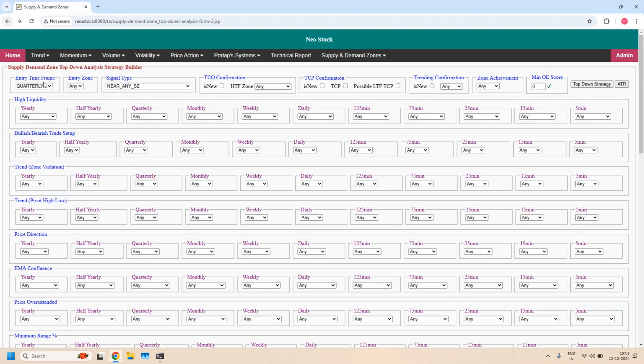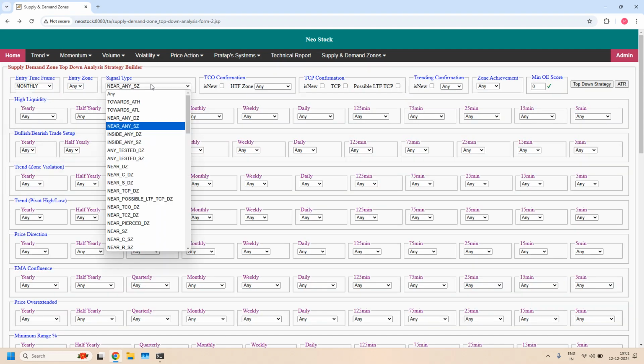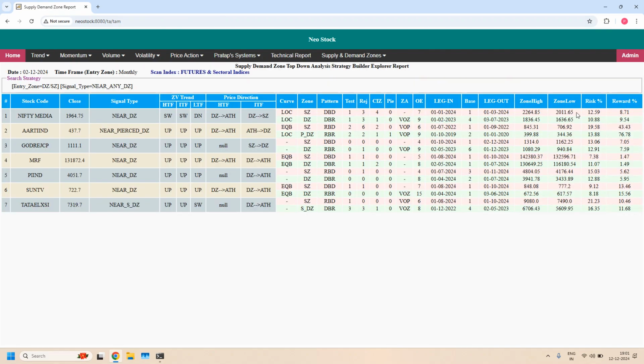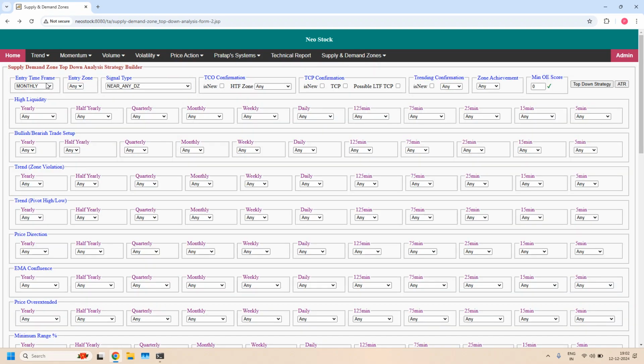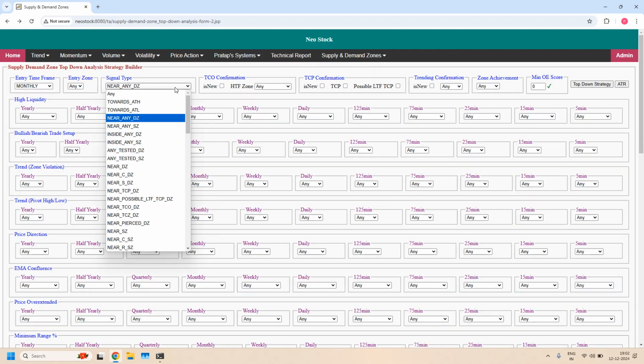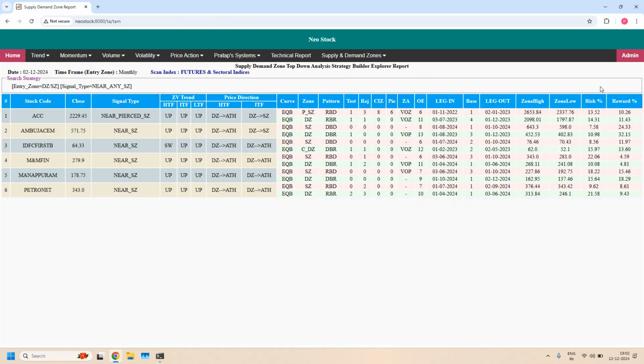Next time frame is monthly, stocks near monthly demand zone. 7 stocks are filtered. Next, monthly time frame, stocks near monthly supply zone. 6 stocks are filtered.